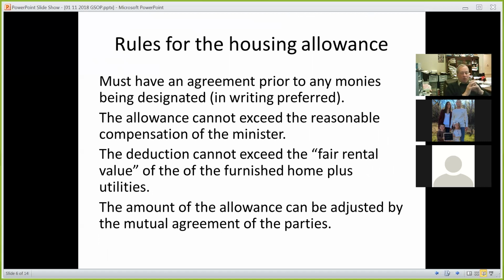All right, what are the rules that we need to deal with when we designate a housing allowance? First, it has to be an agreement in writing. Well, there has to be an agreement prior to any monies being designated, and writing is preferred. We'll look at some court cases in a little bit where they didn't have it in writing, but the agreement has to be there prior to any monies being designated as housing allowance.